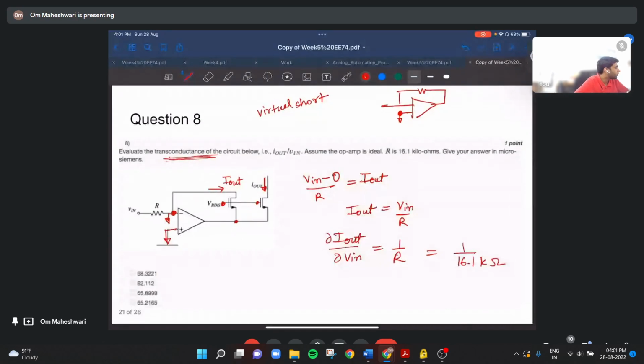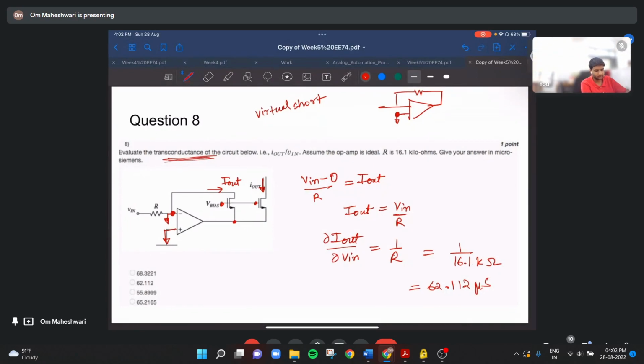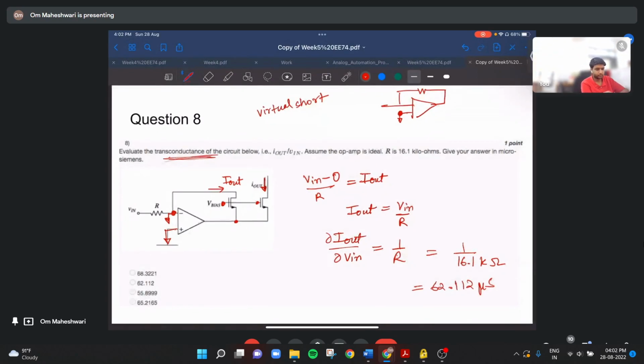So if you solve this, we will get, I think, it is 62.112 microsiemens. Is this clear? Yes, sir.